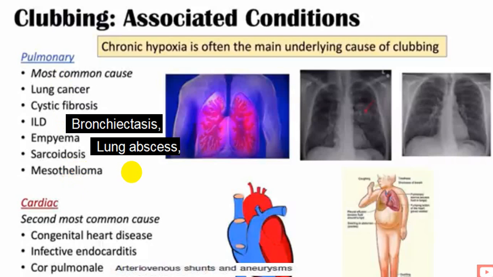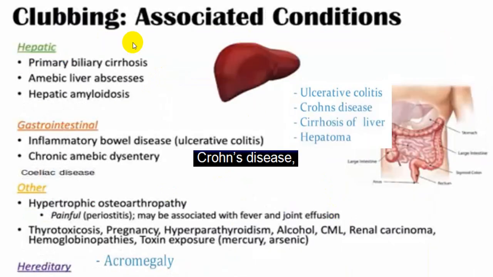Cardiac: congenital cyanotic heart disease, infective endocarditis. And you can add cor pulmonale, AV shunts, AV aneurysms, and chronic congestive heart failure because of chronic hypoxia. Not common, but may develop cyanosis. Among liver, primary biliary cirrhosis, amoebic liver abscess, amyloidosis. GI tract, IBD, inflammatory bowel disease, which will have ulcerative colitis, Crohn's disease, and even chronic amoebic dysentery, and even celiac disease is being added. And there is one more group among GI tract. You can have cirrhosis of liver, hepatoma also.